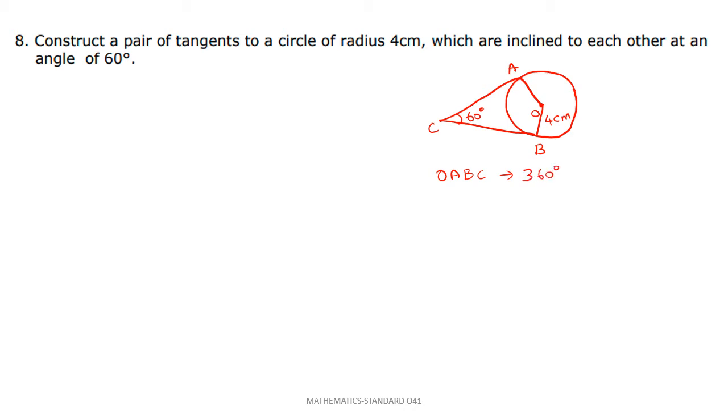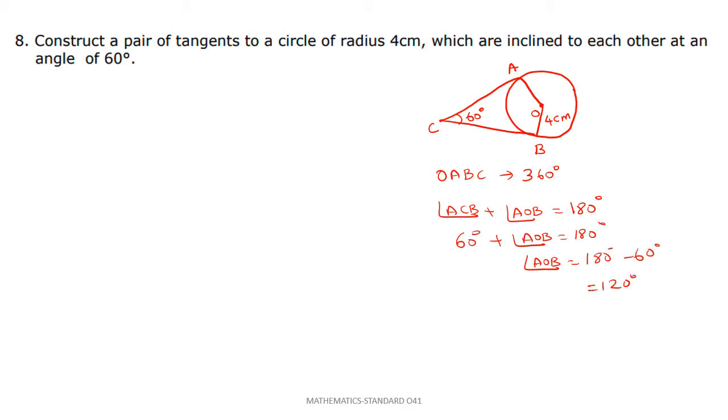So the opposite angles, angle ACB plus angle AOB, is 180 degrees. Now we know that ACB is 60 degrees. So what will be AOB? AOB will be 180 minus 60 degrees, which will give you 120 degrees.